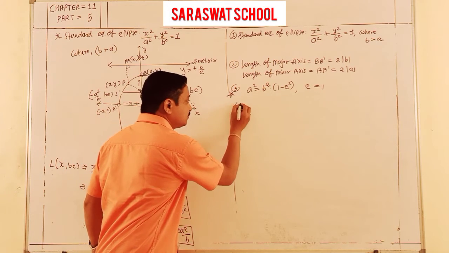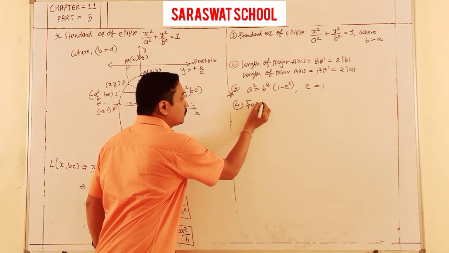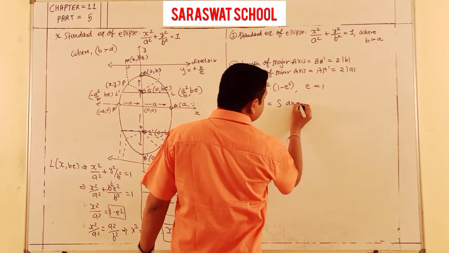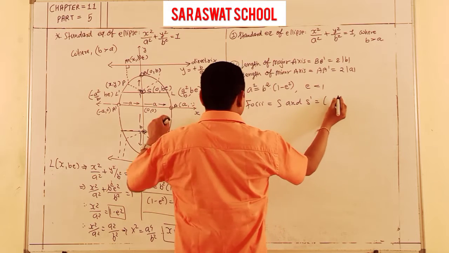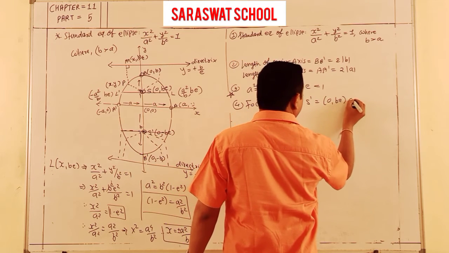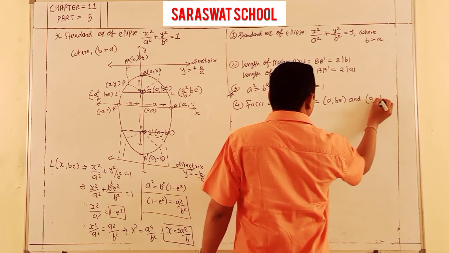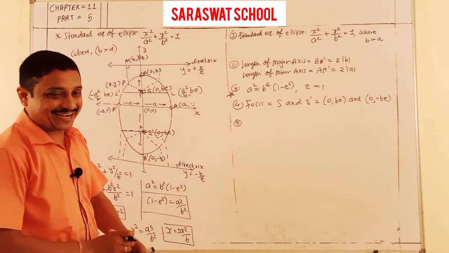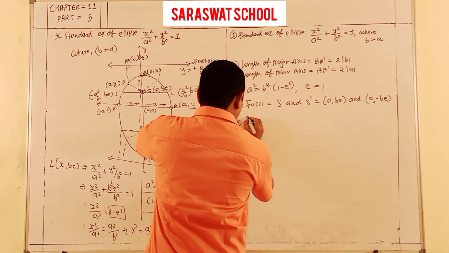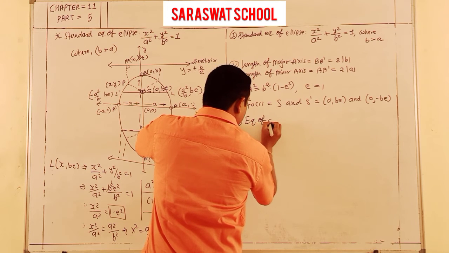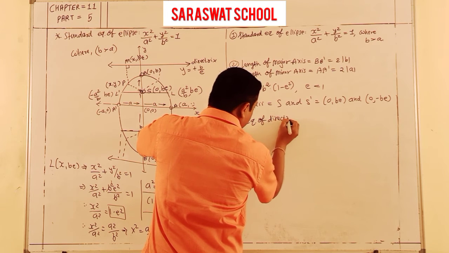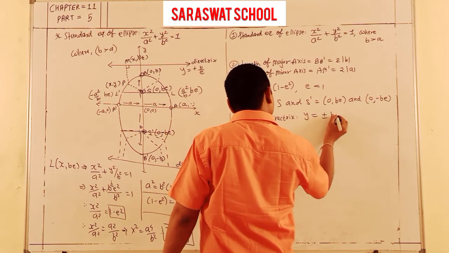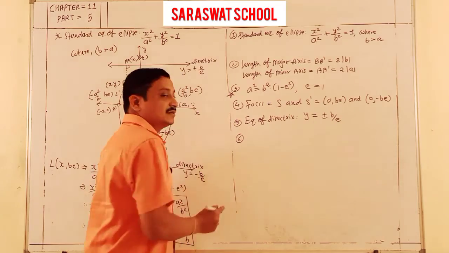And now fourth, foci. The two foci, S and S dash, are 0 comma b e and 0 comma minus b e. Fifth, now I go to directrix. Yes, the equation of directrix is y is equal to plus or minus b by e.